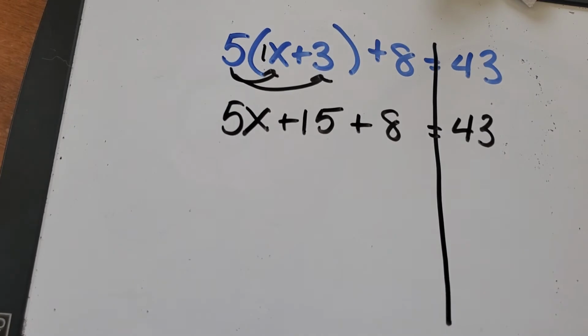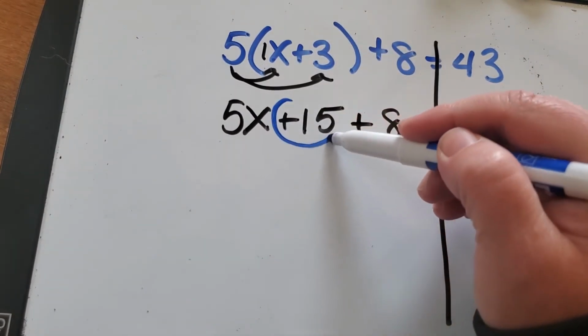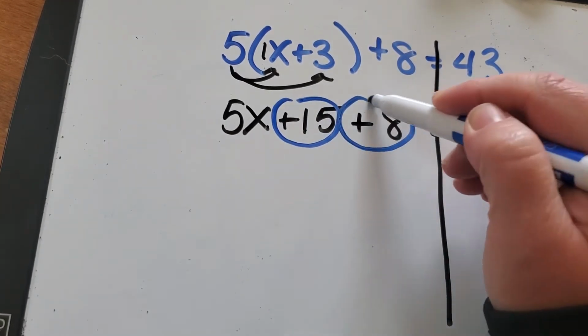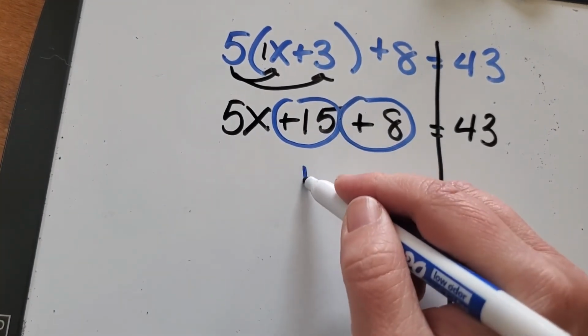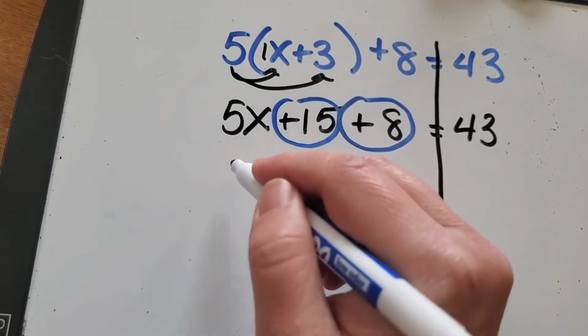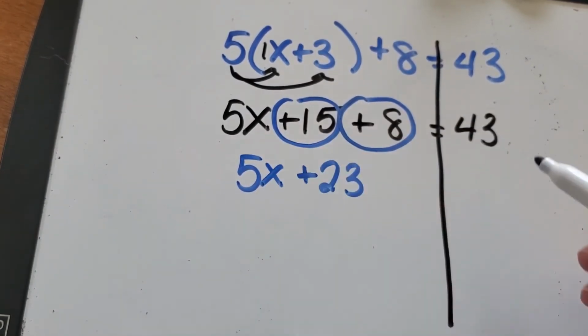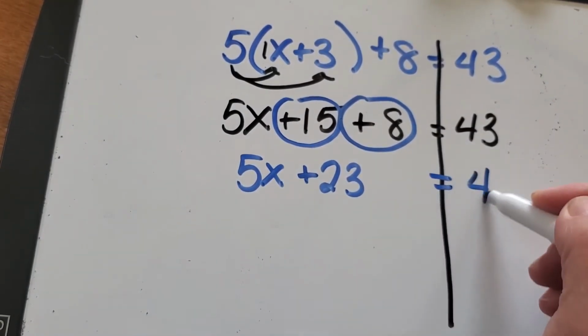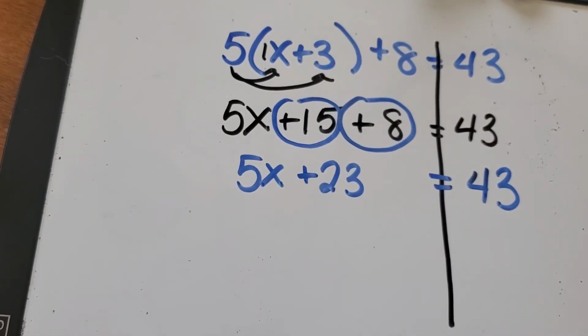And we're not done yet. We can still combine like terms over here. We have a positive 15 plus 8, which gives us a positive 23. So now we have 5x plus 23 equals 43.